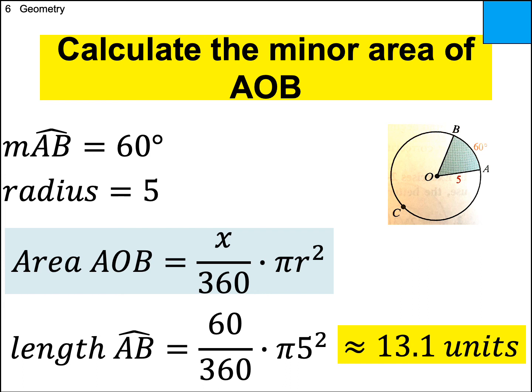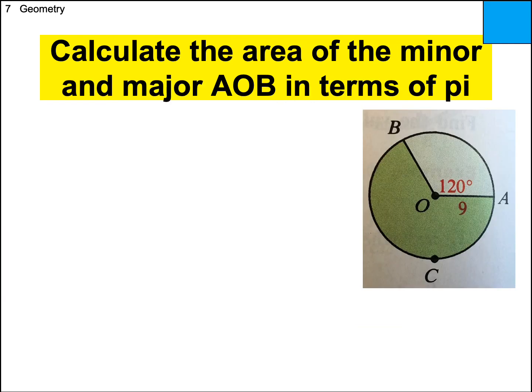Not bad, right? All right, let's do the same problem as the previous one, except this time let's do sector areas. So it says calculate the area of the minor and major AOB.